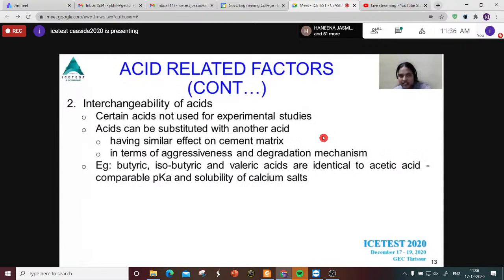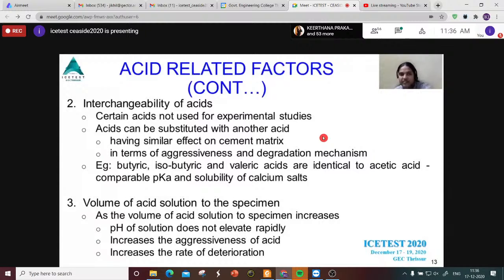Next is interchangeability of acid. Certain acids cannot be used for experimental studies, mainly because they can be malodorous, or toxic, or can cause irritation, corrosion, etc. So it can be substituted with another acid having similar effect on cementitious matrices in terms of their aggressiveness and degradation mechanism. An example is shown here. Butyric, isobutyric, and valeric can be substituted with acetic acid because they have comparable pKa value and solubility of calcium salts. Next is volume of acid solution to the specimen.